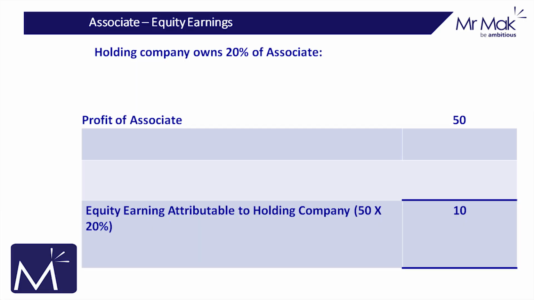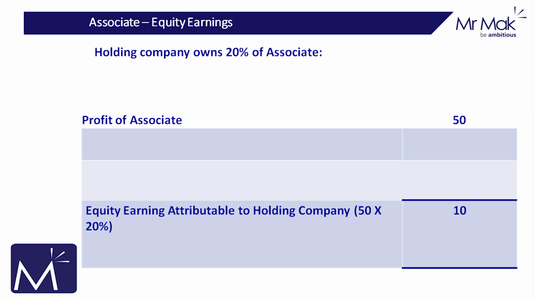At the end of the year, if the associate company makes a profit after tax of, let's say, $50 million and elects not to declare dividend, we have to equity account for it. What does that mean? 20% of the $50 million can be attributed to the parent company's stake in that particular entity.